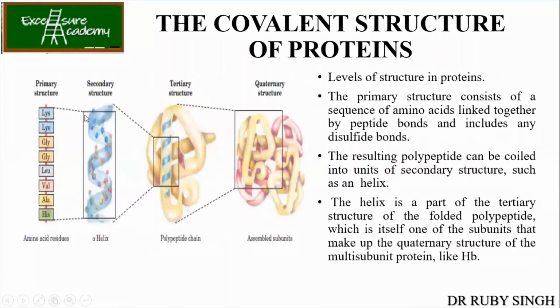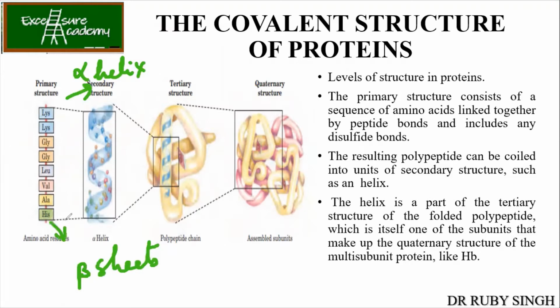We know that the primary structure is the polypeptide sequence, the amino acid sequence. After this amino acid sequence, it goes into the secondary structure. What are the different types of secondary structure? You can have alpha helix and beta sheets. Depending on the amino acid propensity, the polypeptide chain can have alpha helix or beta sheets or both. There are proteins where you can have both alpha helices as well as beta sheets.